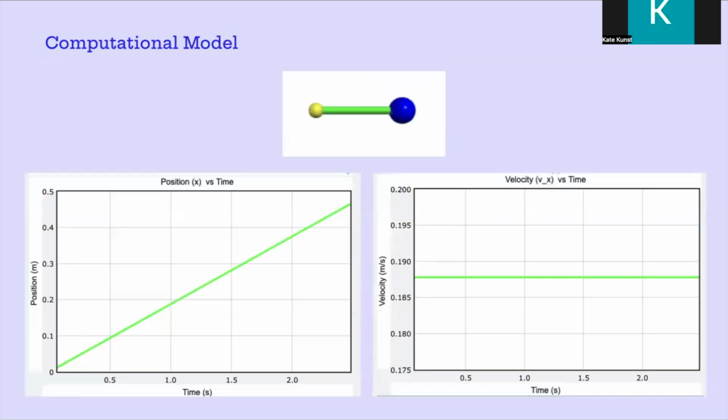So this is the computational model, and we showed the position versus time graph to show how it's increasing at a constant rate. So that slope is constant, the velocity is constant, and this velocity versus time graph shows this as well because it's a straight line throughout the entire time period.